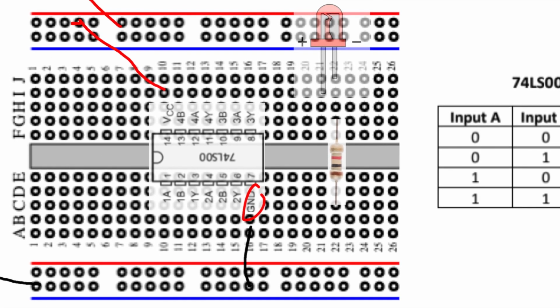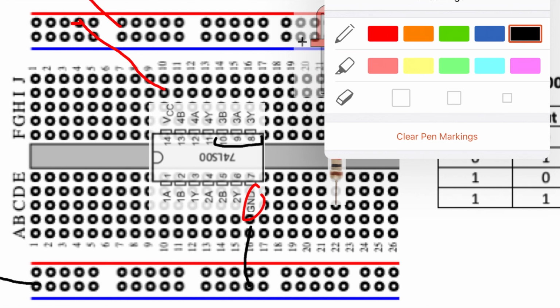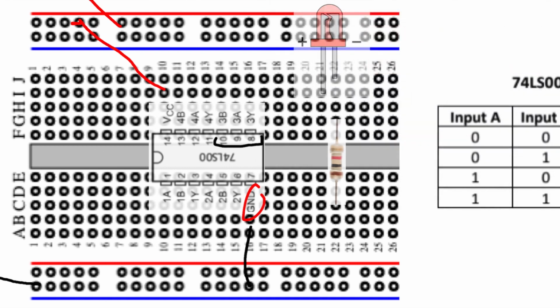So let's use this part, 3A, 3B, and 3Y, because it's closer to our LED. For 3A and 3B, let's try to connect them to the ground first. The ground, then ground. So this would simulate 0, 0, okay?